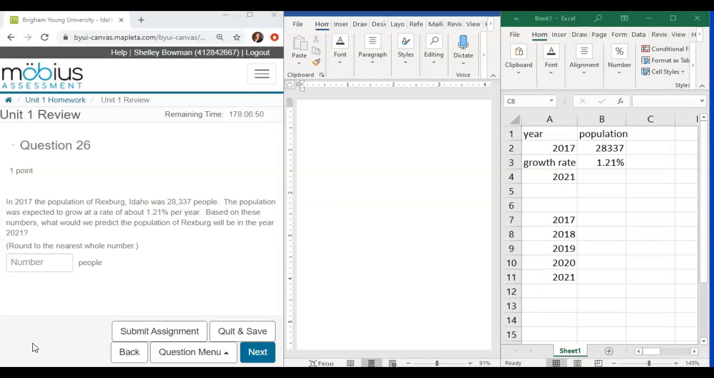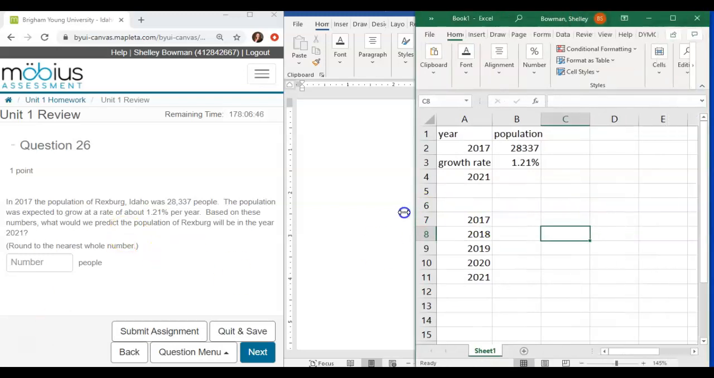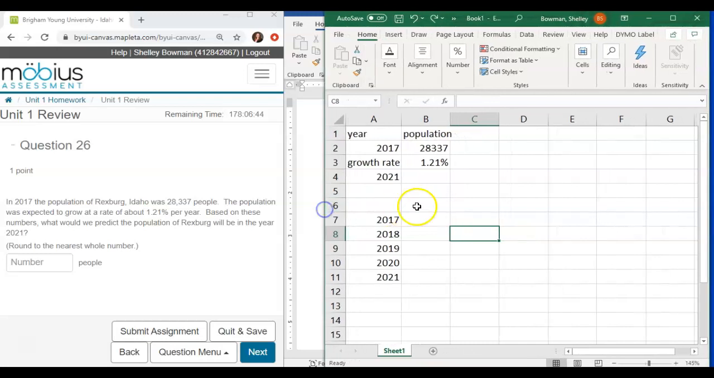The first thing I did is come over to Excel, and I'm going to show two different ways of how to find this. The first one will be an iteration using the capabilities of Excel. The other one will be using an equation, and you can do that in Excel or on a calculator.